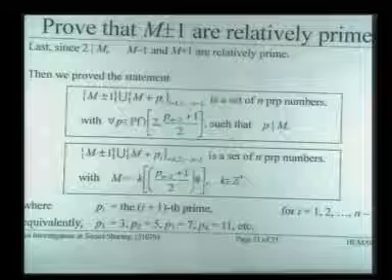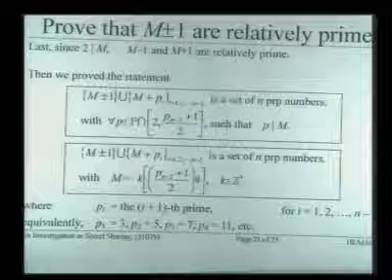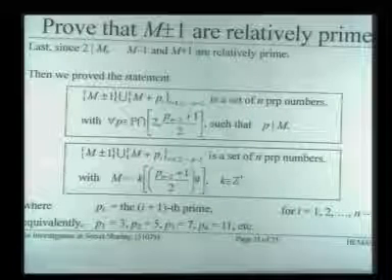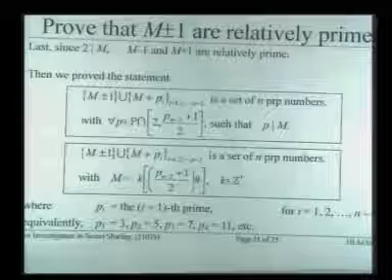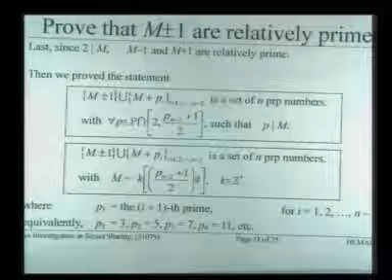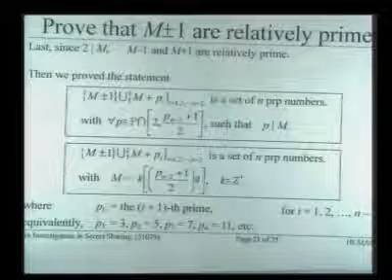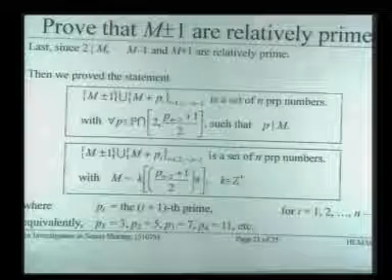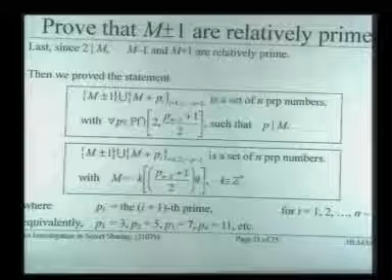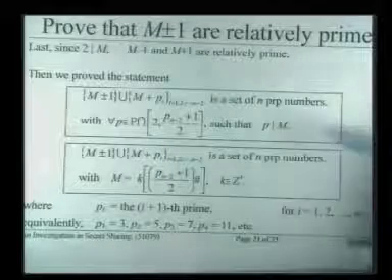M plus 1 and m minus 1 are relatively prime since they are consecutive odd numbers. Therefore, m plus 1, m minus 1, and m plus pi is a set of PRP numbers with the following conditions.